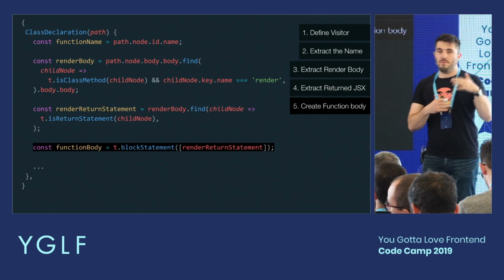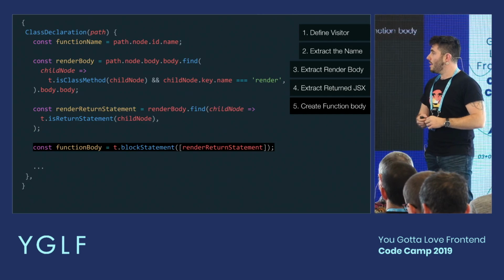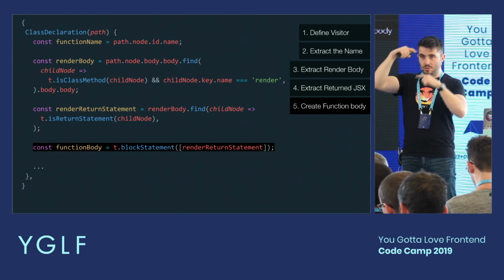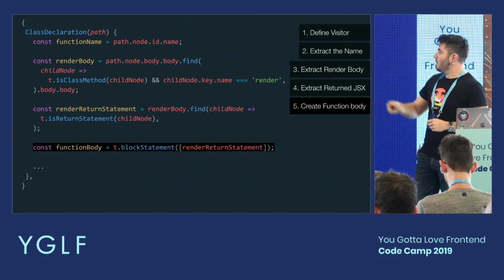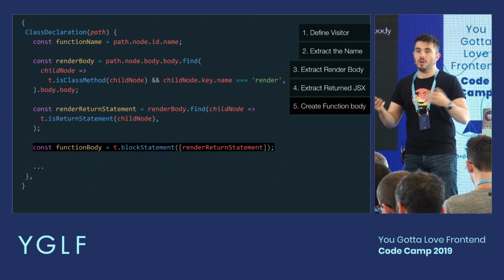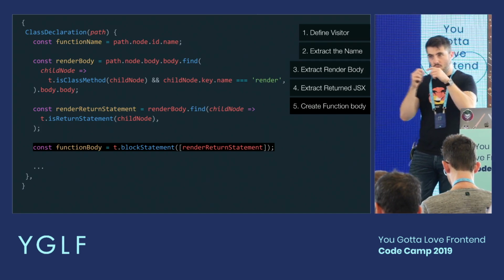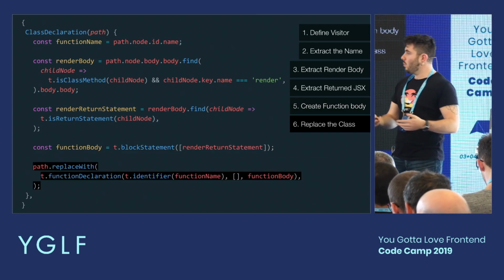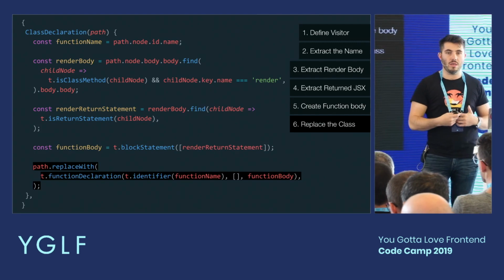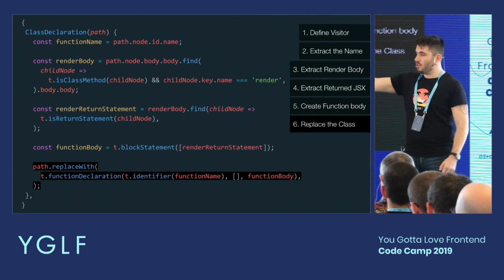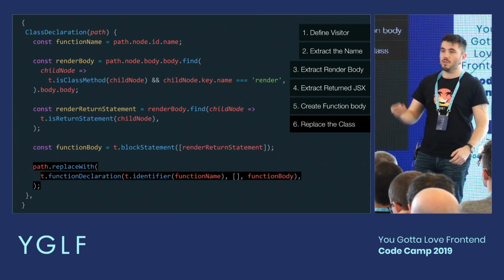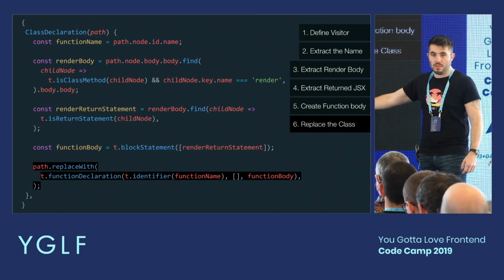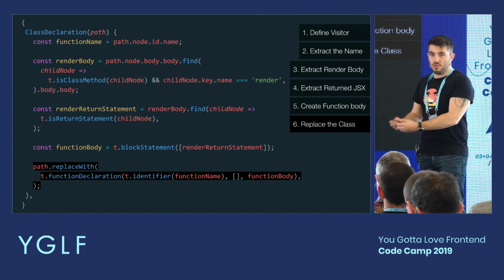Finally, we will construct a function body, again using Babel Types, which is basically the thing that is between the two parentheses within the function. And we will define its body as the original return statement, which contains the JSX we need. Finally, we will replace the class with the functional declaration, which we will construct using Babel Types, passing it the original name and the body that contains the JSX, right?